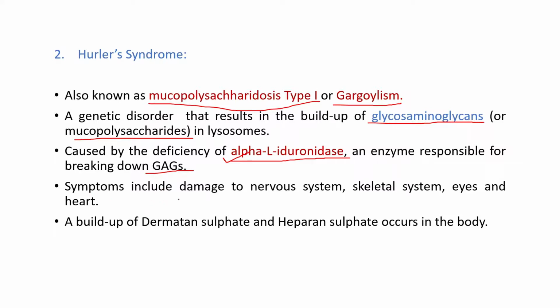Now the symptoms include damage to the nervous system, skeletal system, eyes and the heart. One type of glycosaminoglycan whose buildup occurs in the body in this disease is dermatan sulfate, and another GAG is heparan sulfate. So dermatan sulfate and heparan sulfate accumulate in large quantities in the body in this disease.